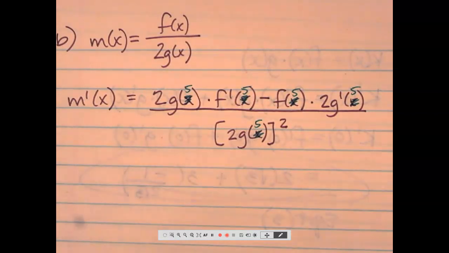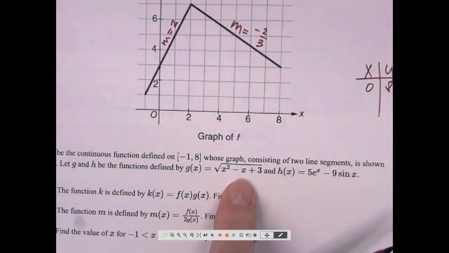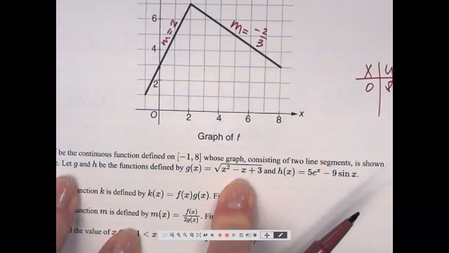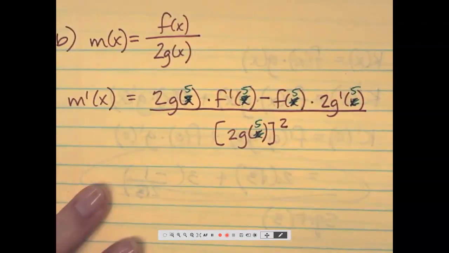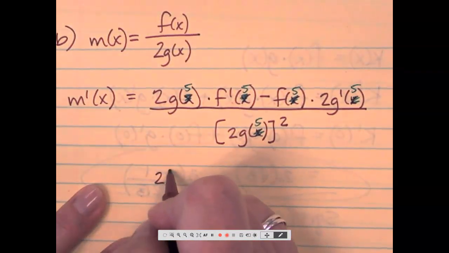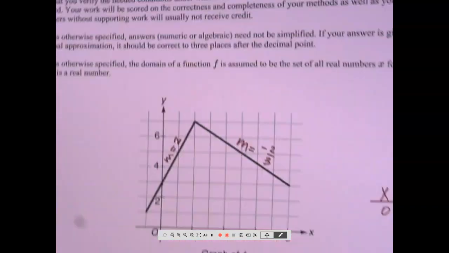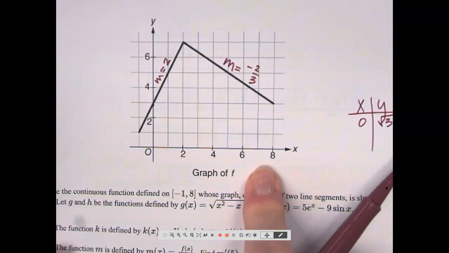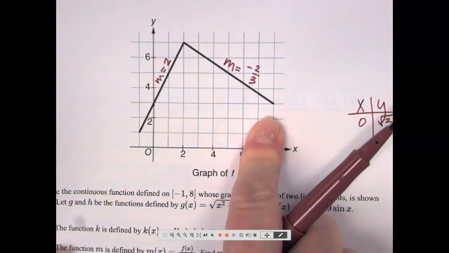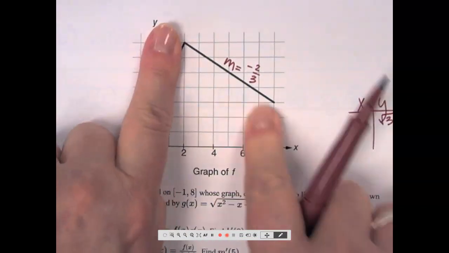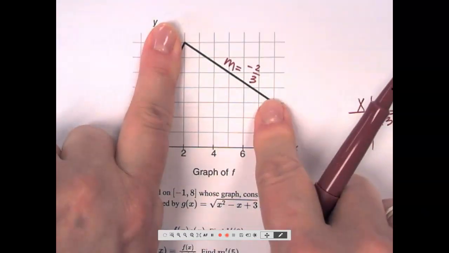Okay, so we need to find g of 5. How would we do that? Plug 5 into g. Now, you may not trust yourself. You might want to check that on a calculator. Just leave it as a radical. Square root of 23 times 2. Okay, how do I find f prime of 5? Here's f. Yep, we already found the slope. So f prime of anything to the right of 2 is negative 2/3.